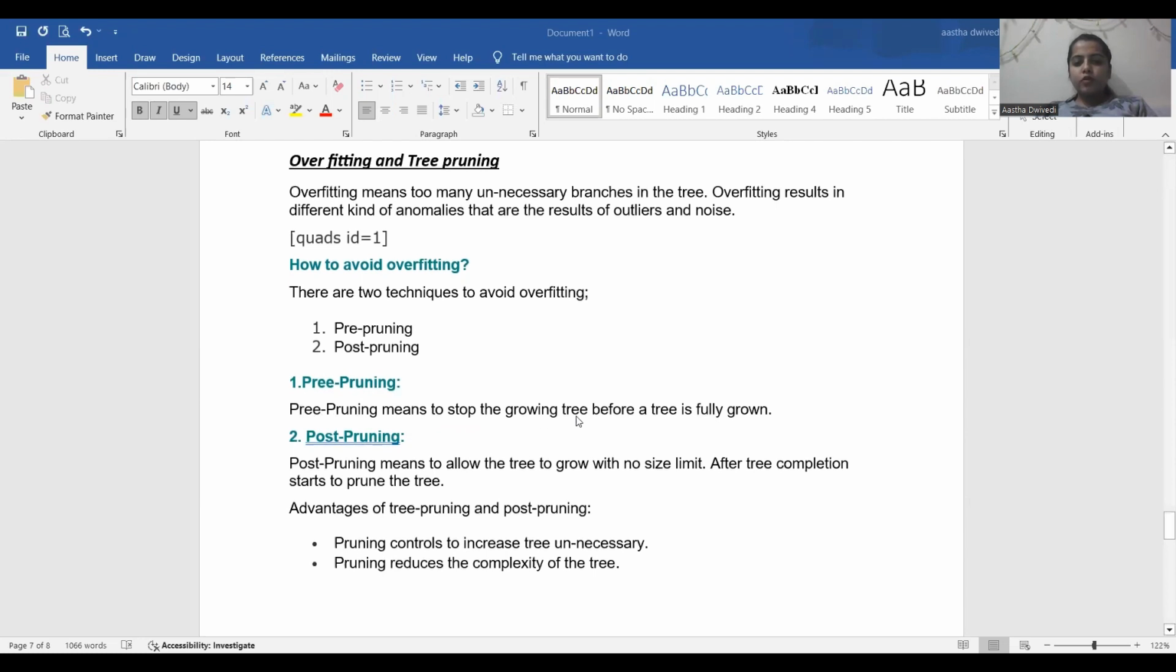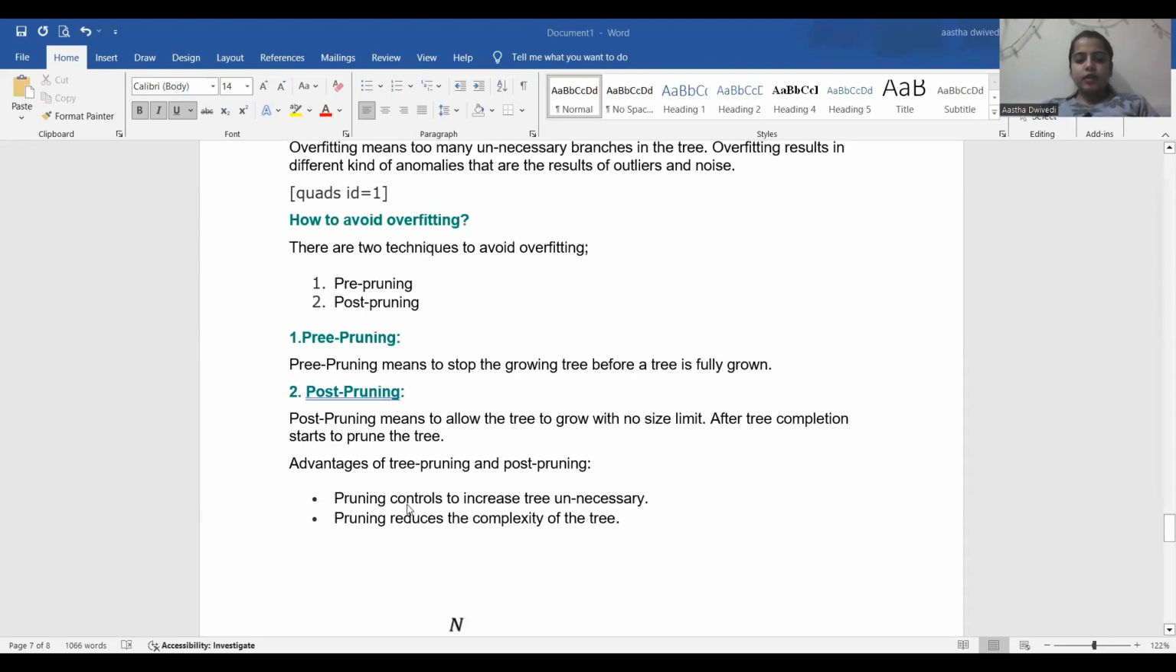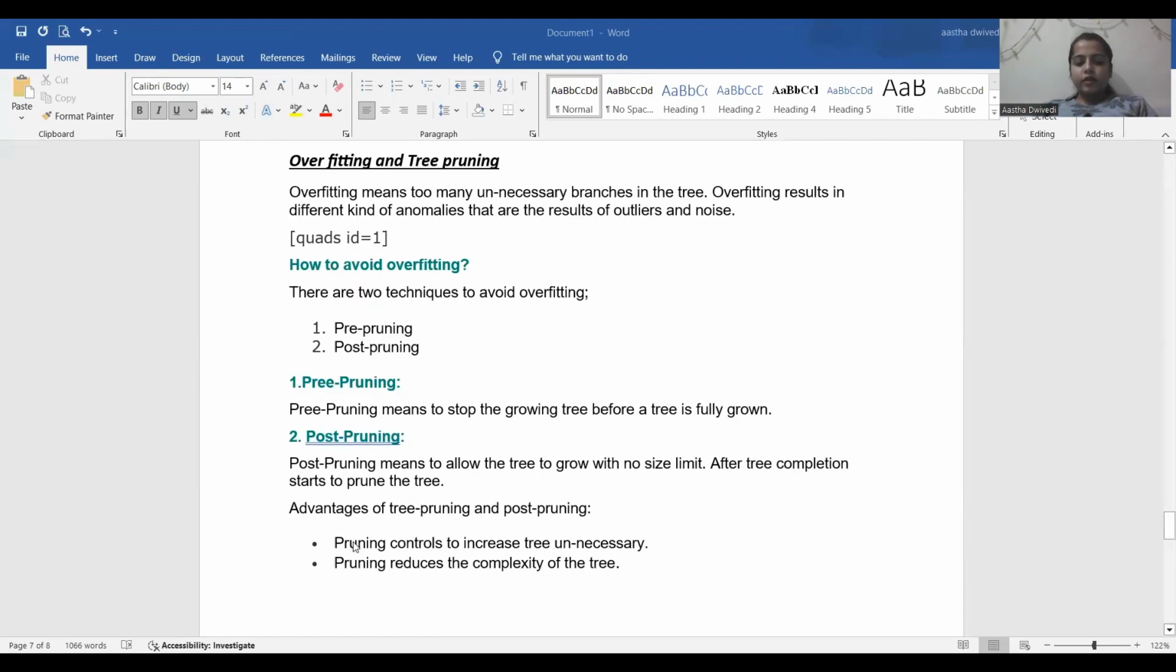Pre-pruning means to stop the tree from growing before it is fully grown, and post-pruning means to allow the tree to grow with no size limit. After tree completion, start to prune the tree. Advantage of tree pruning and post-pruning: pruning controls the growth of unnecessary tree parts. Pruning reduces the complexity of the tree.